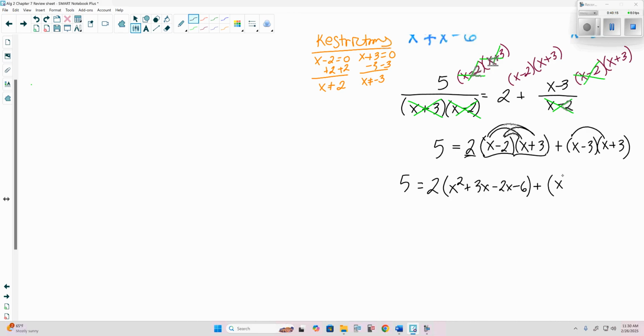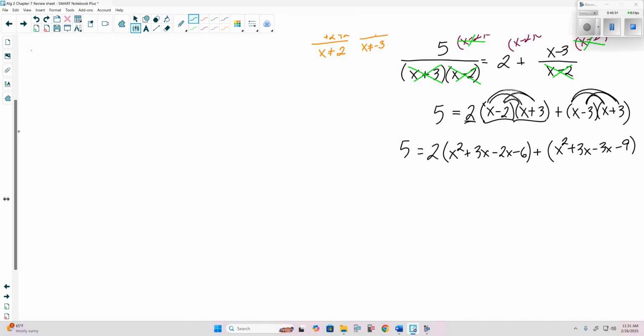Now the x minus 3 times x plus 3. X times x would be x squared. x times 3 would be plus 3x. Negative 3 times x would be negative 3x, and negative 3 times 3 would be negative 9. Now we need to combine like terms. And a negative 3x and positive 3x in our other set of parentheses would cancel each other out.